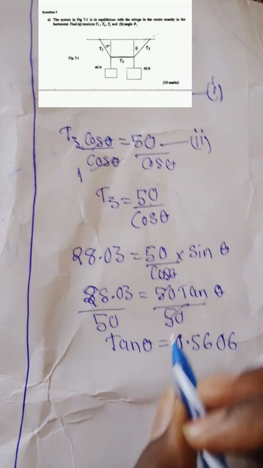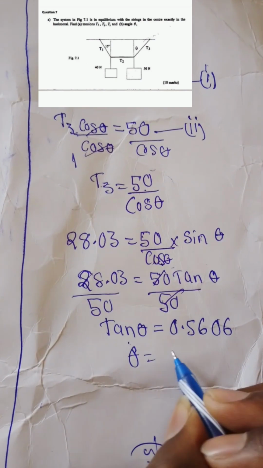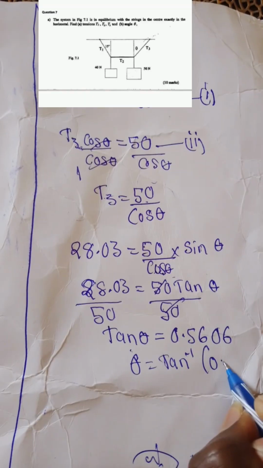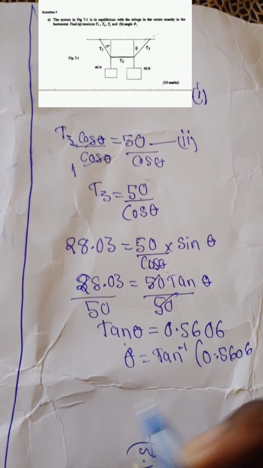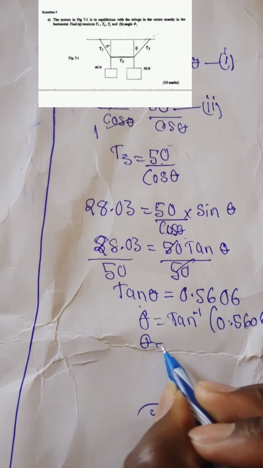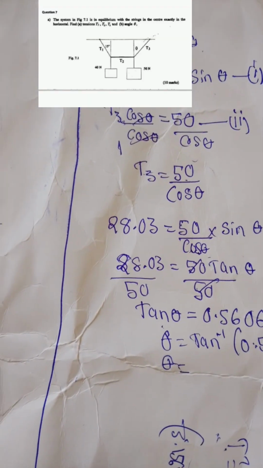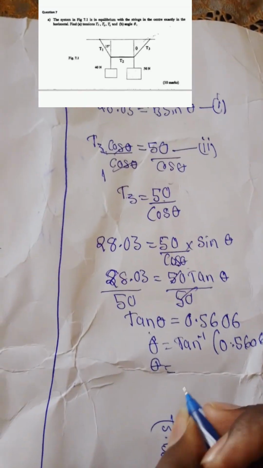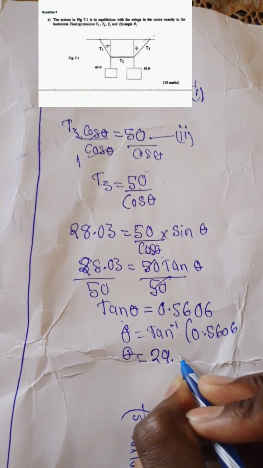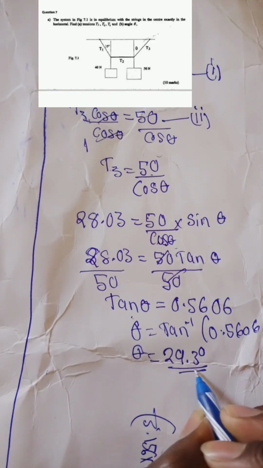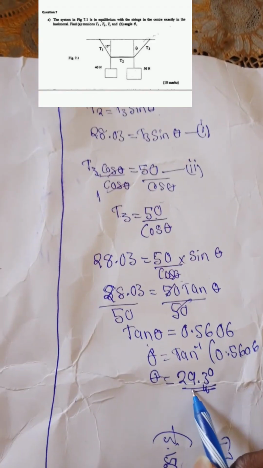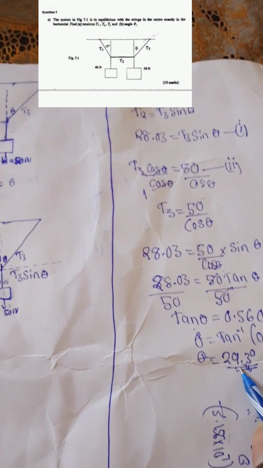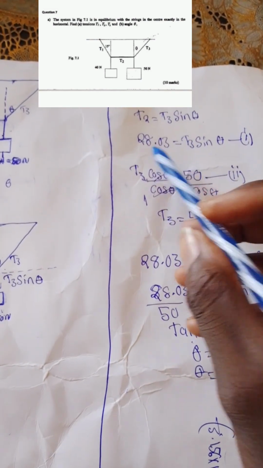The answer is 0.5606. Now theta, when we take the tan to the other side, it will be tan inverse, right, of 0.5606. Now theta will be equal to shift tan inverse of 0.5606, which is giving us 29.3 degrees. So our theta, we found that it's 29.3 degrees.